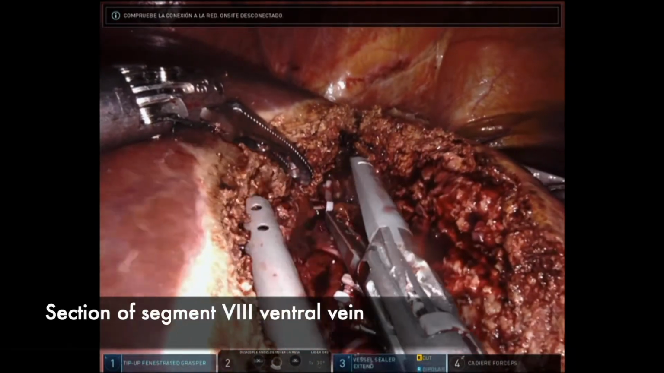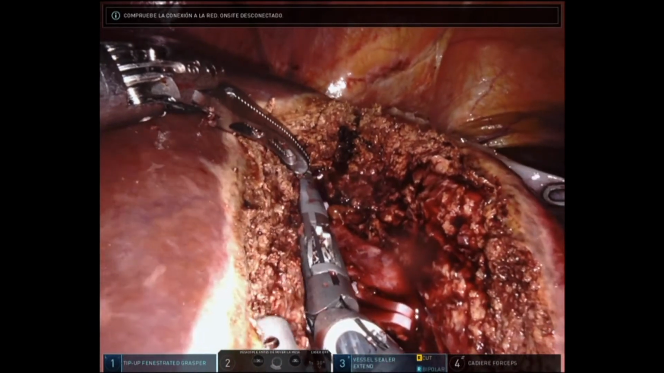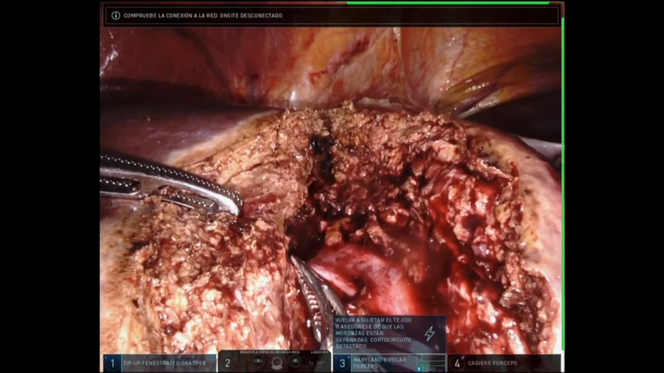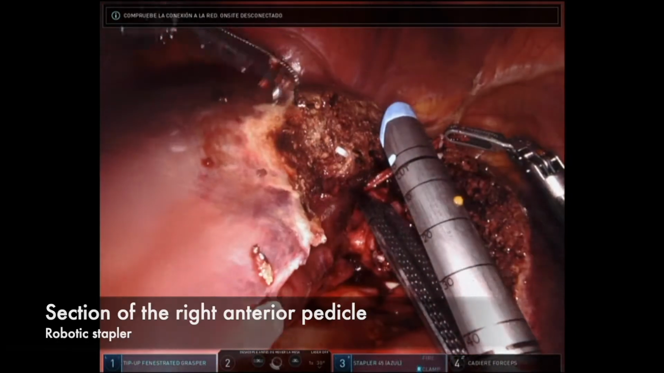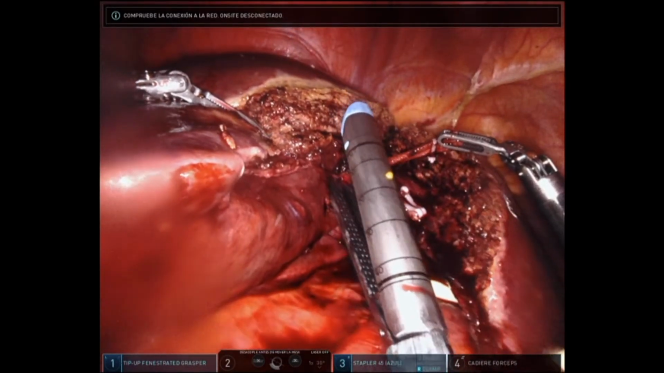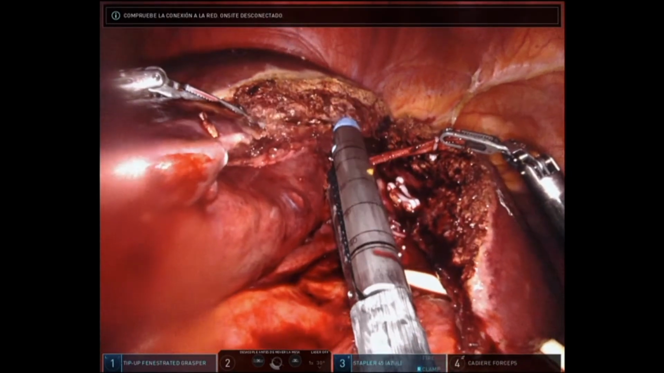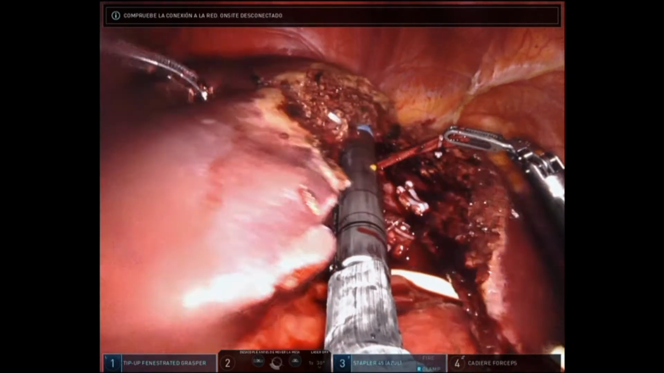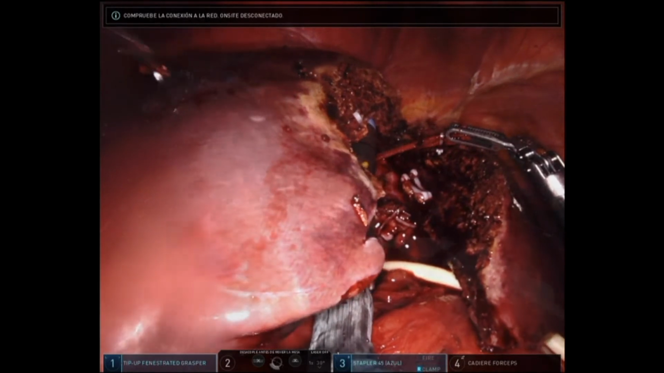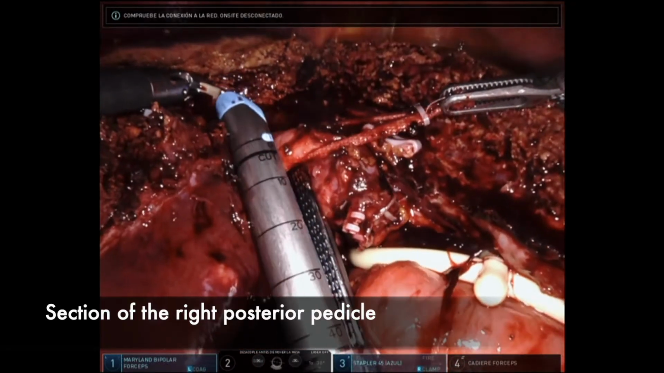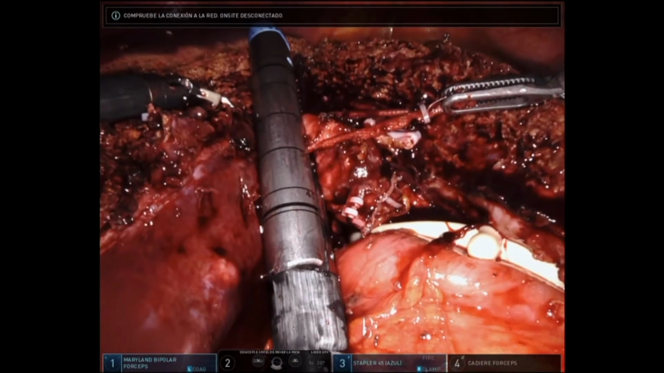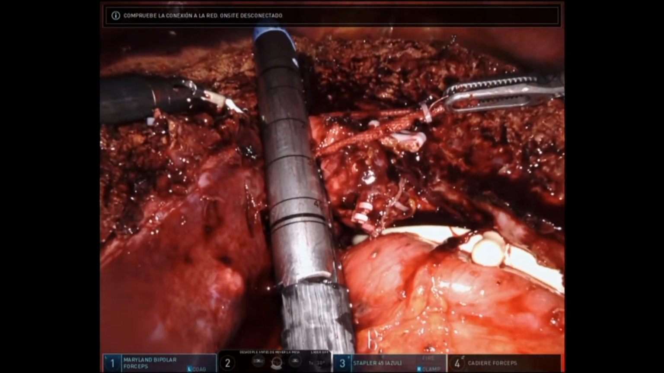Next, the veins of segment 8 are identified and sectioned, with which special care must be taken due to the risk of opening. For the section of the right anterior and posterior hilar pedicles, we used the robotic endostapler with triple staple line, adjusting the staple size to the thickness of the tissue we want to section. We generally use 3.5 mm staples for the pedicles. It is important to do these maneuvers with a short Pringle.